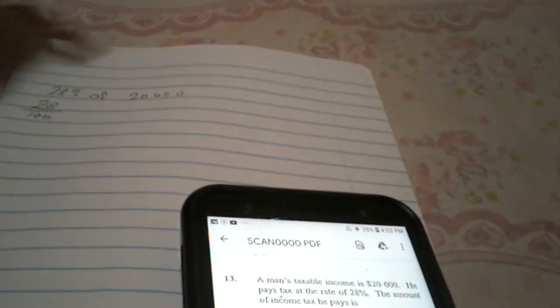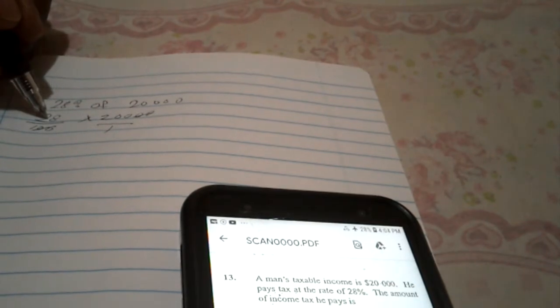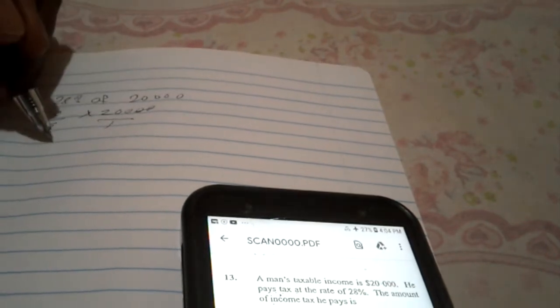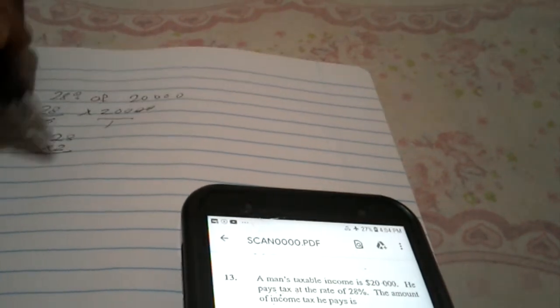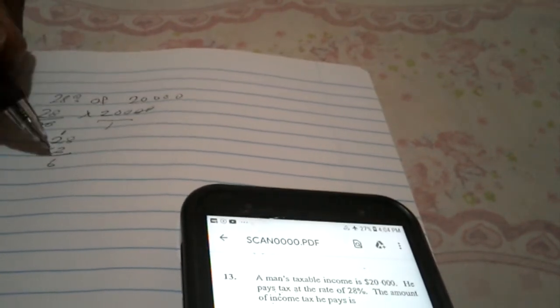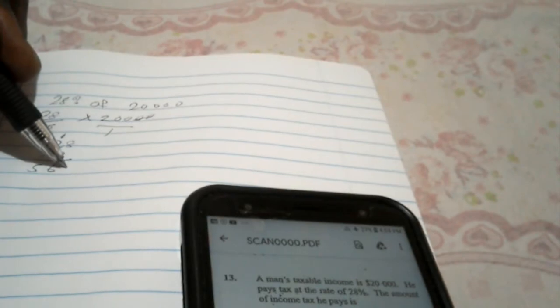Alright, so if we look here, 28% is actually 28 over 100 because a percentage is a fraction with a denominator of 100. So we're going to times it by 20,000 over 1. We cancel out the zeros, so you're going to multiply 28 by 200. Or basically what we need to do is multiply 28 by 2. This is a shortcut method. 2 8s are 16. 2 2s are 4 plus 1 gives you 5. And you add 2 extra zeros. So basically that will give us 5,600.